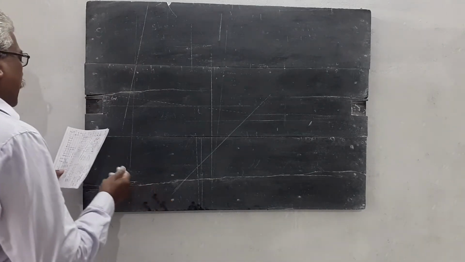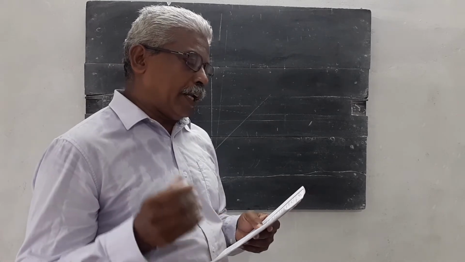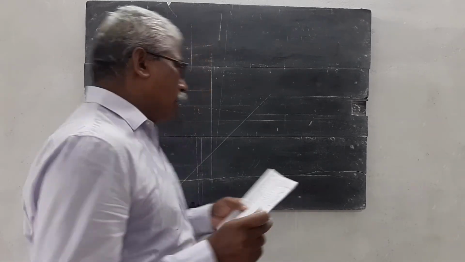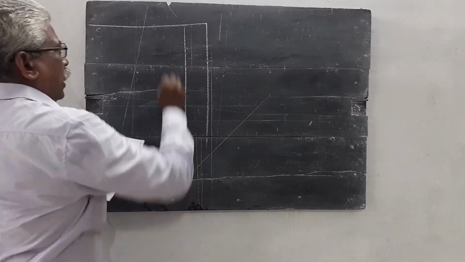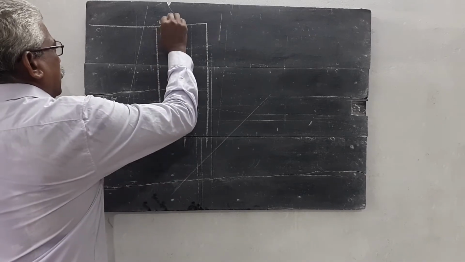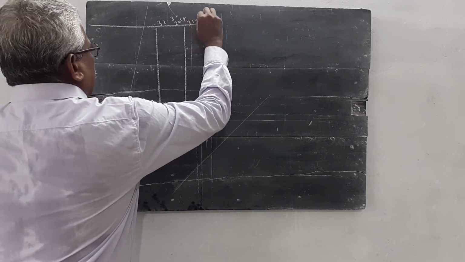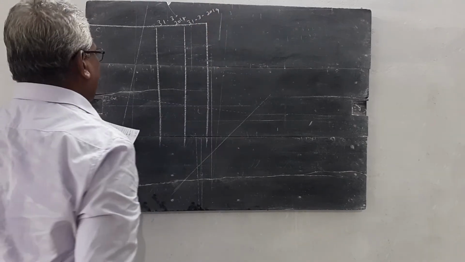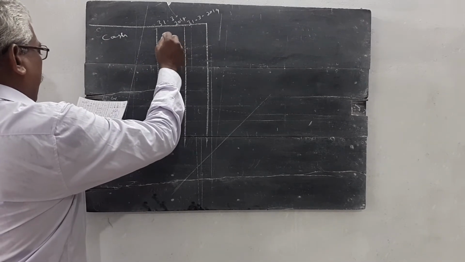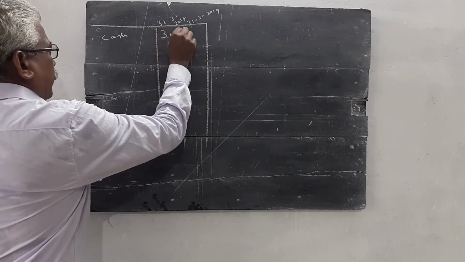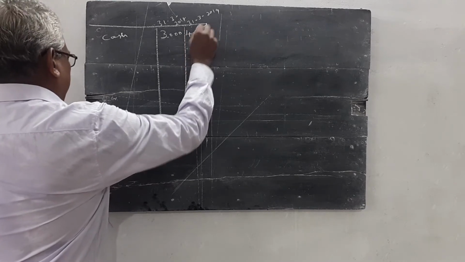Question number 9. A does not keep proper books of account. That means A does not maintain the double entry system of bookkeeping. His position is given just like the previous question. Then 2 dates are given: 31/3/2018 and 31/3/2019. First, cash. On 31/3/2018, 3,000. On 31/3/2019, cash value is 4,500.